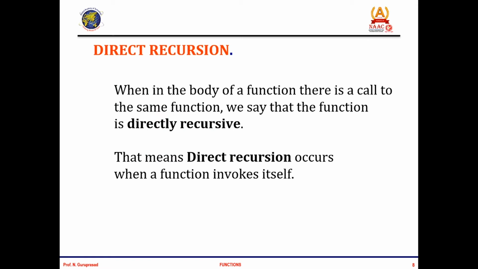The first one is direct recursion. What does it mean? When in the body of a function there is a call to the same function, we say that the function is directly recursive. That means direct recursion occurs when a function invokes itself.